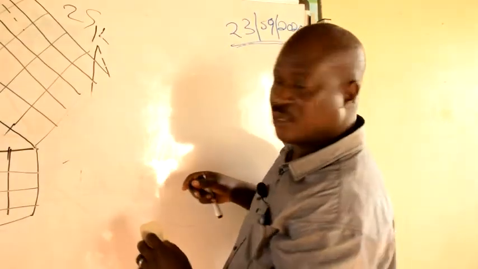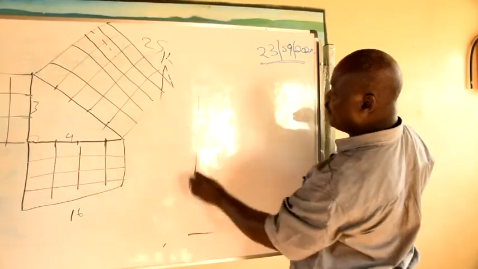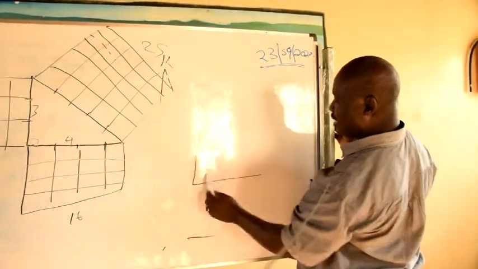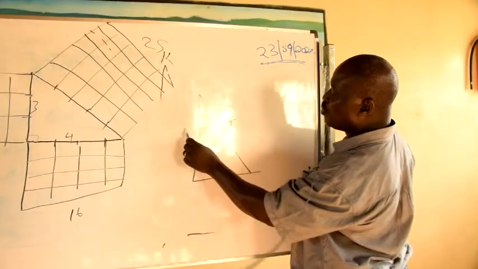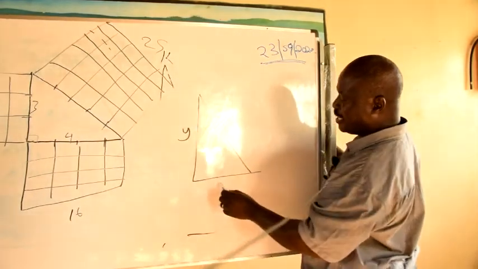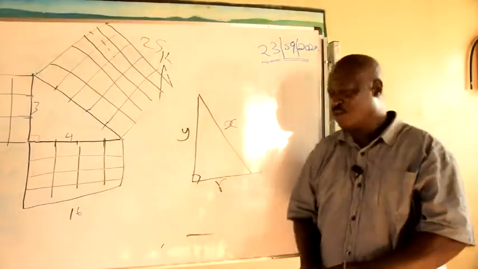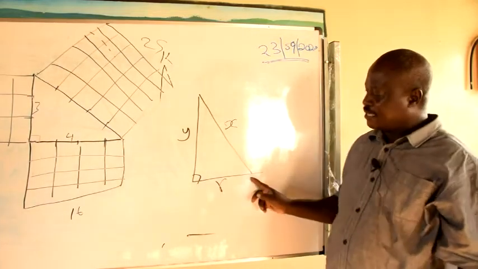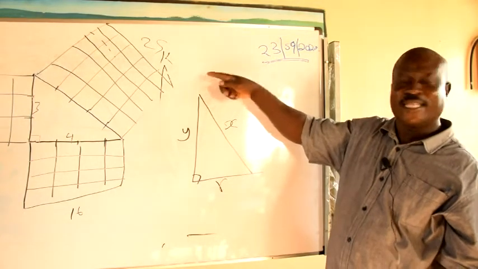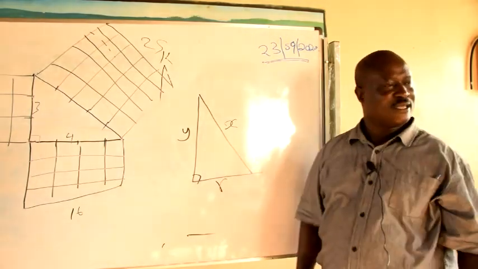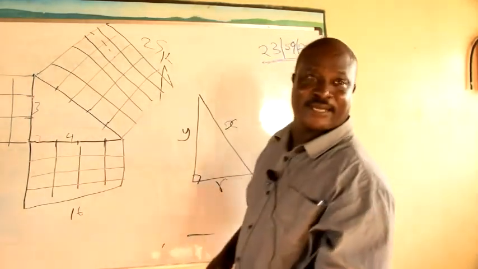It is true that if you have any right angle triangle, it can be any number. Maybe x kilometers, y kilometers, r kilometers. This is 90 degrees. It is true that if you square r and then add y squared, the answer is equal to x squared. Pythagoras theorem. Hello, is that okay? Yes.